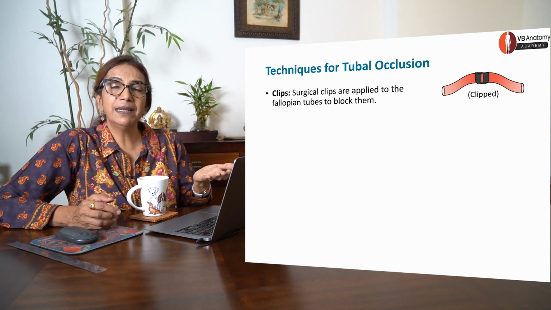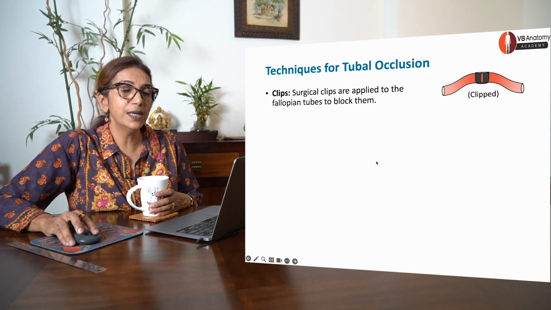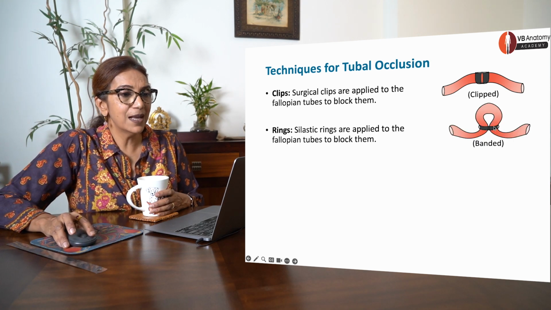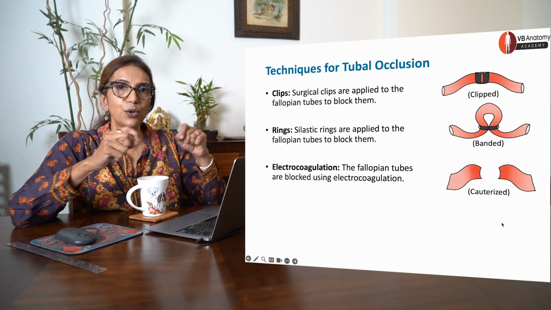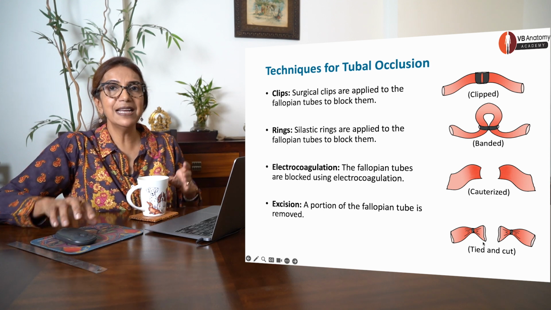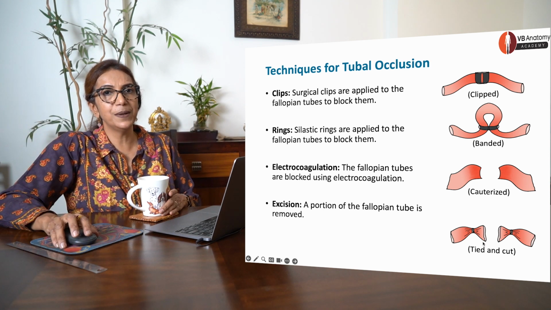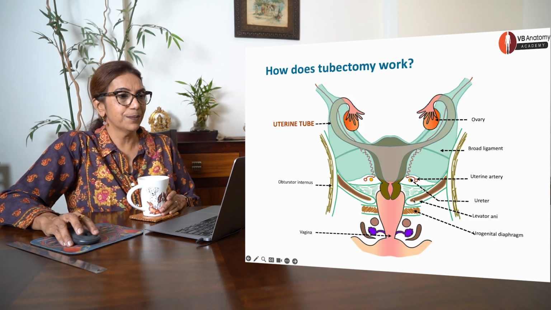What kind of method is applied on the fallopian tube? You can apply clips as shown here. You can apply rings as shown here. You can electrocoagulate. You can cut and coagulate the two ends of the fallopian tube, or you can excise and tie up the two ends of the fallopian tube. These are the techniques used for tubal occlusion.